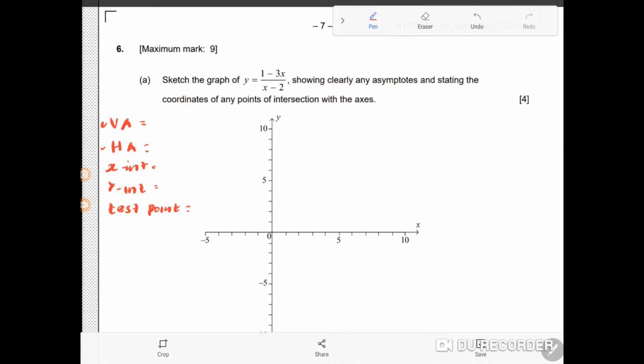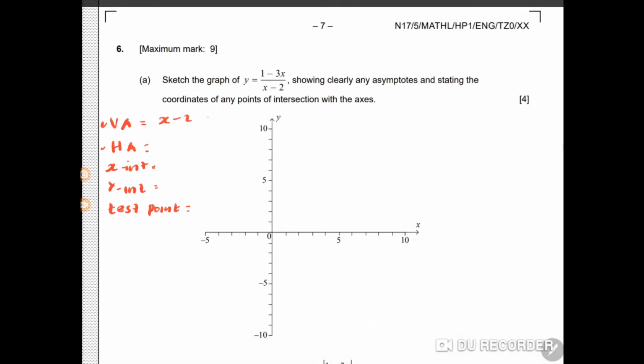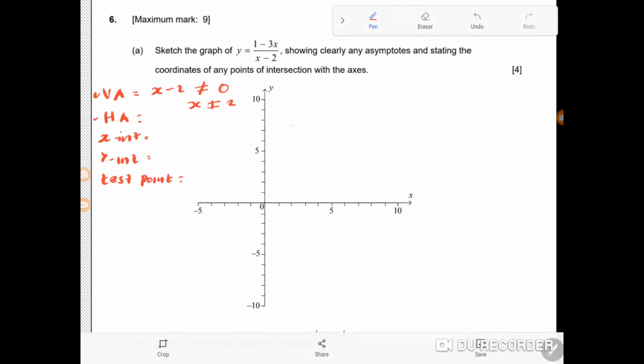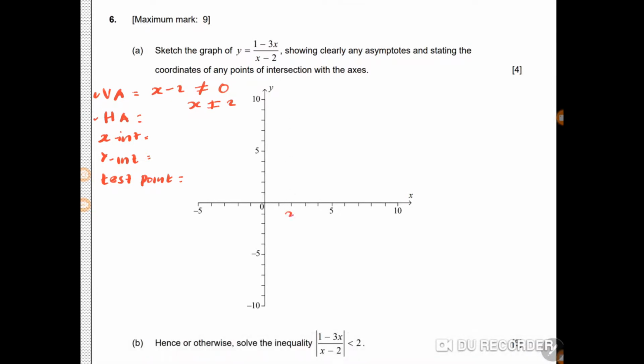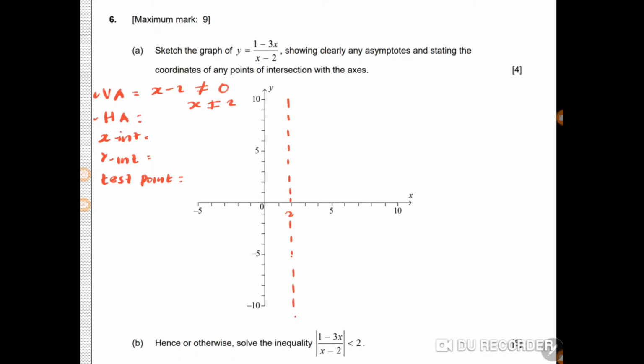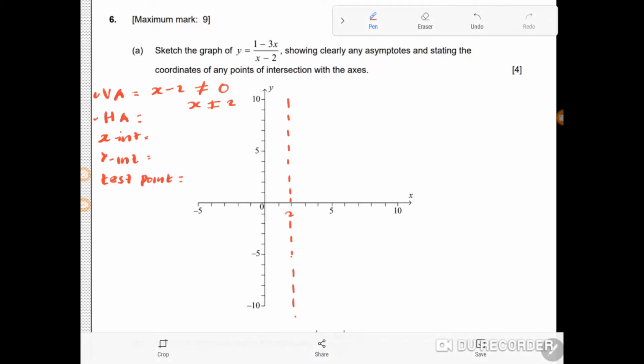Okay, so how do you find the vertical asymptote? For the vertical asymptote, we set the denominator not equal to 0. So x minus 2 is not equal to 0, so x is not equal to 2. So this is 2, and here I have the vertical asymptote. Okay, the second is to find the horizontal asymptote.